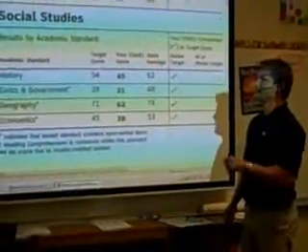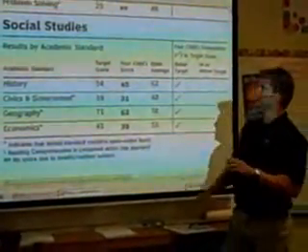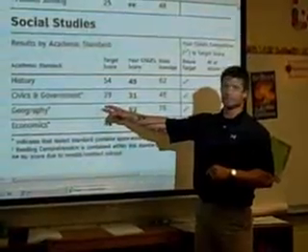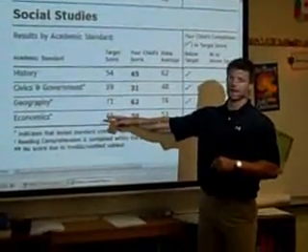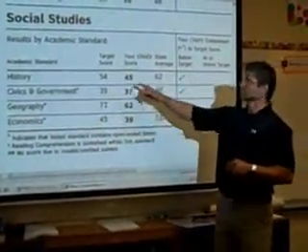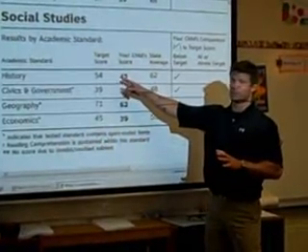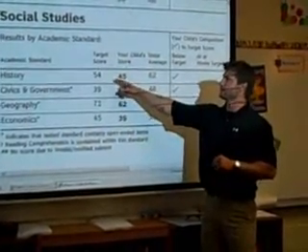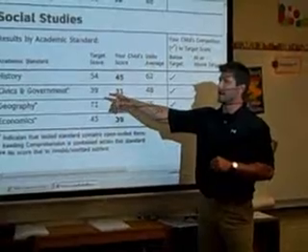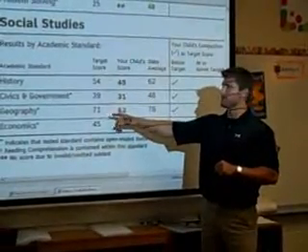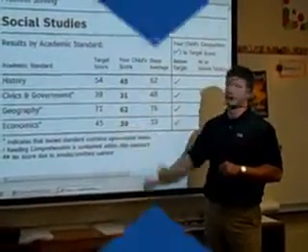Social studies is broken up into 4 categories. You have history, civics and government, geography, and economics. Respectively, our target scores for social studies passing is 54 in history, 39 in civics and government, a 71 in geography, and a 45 in economics.